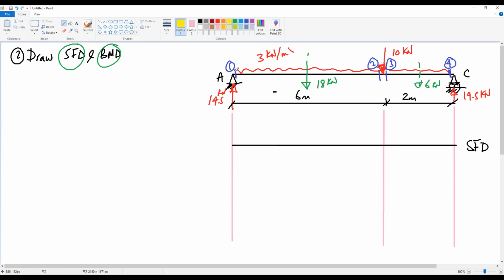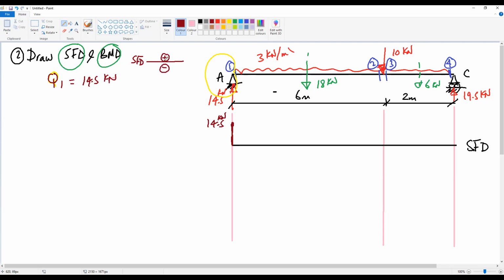Section 1 cuts the beam into 2 parts, the part from the left and the part from the right. So the shear at 1, Q at 1 or V at 1, will be the reaction, which is 14.5 kilonewton. So the shear at 1 is the force going up, so we go up with the force, and the value is 14.5 kilonewton. Okay, and we said before, for the shear force diagram, above the datum is positive, below the datum is negative.